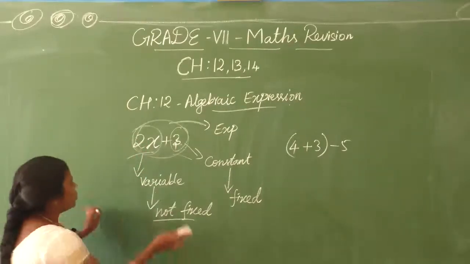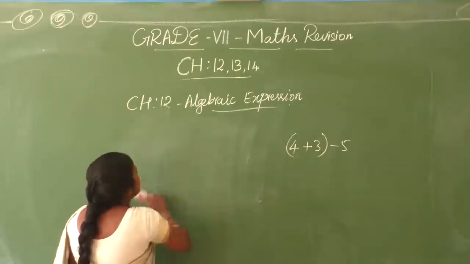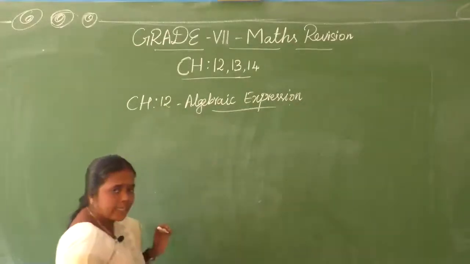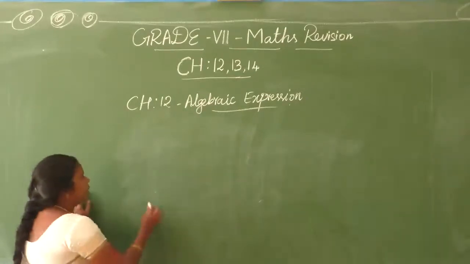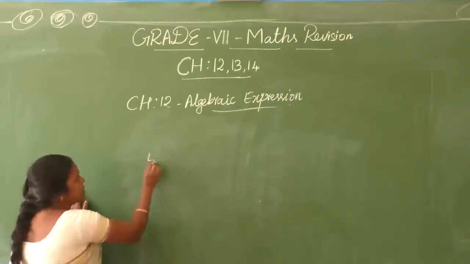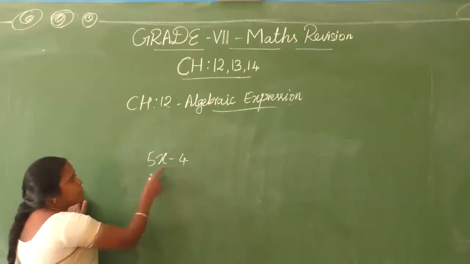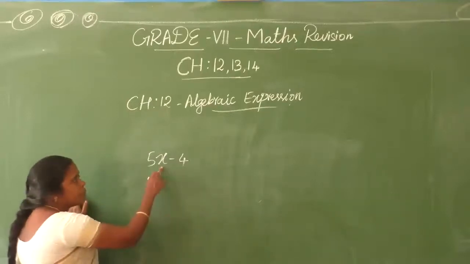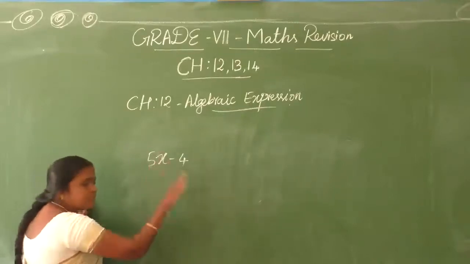Understood, children? So now, what is an algebraic expression? An algebraic expression is a statement containing variables and constants connected to each other with some operations. For example, 5x minus 4. This is one expression. Here 5x is the variable term, minus 4 is the constant term. Here x is not a fixed one, it takes various values. 4 is the fixed one.